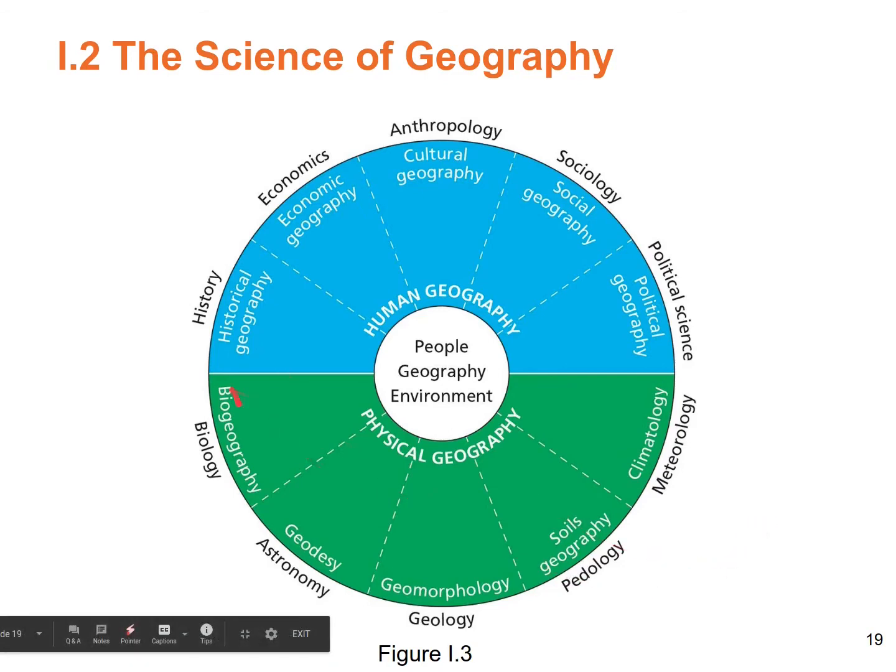Physical geography, the other half of geography. Biogeography is the study of plants and animals and where they are. Geomorphology is the science of landforms. Soils, geographers study soils and climate and weather.